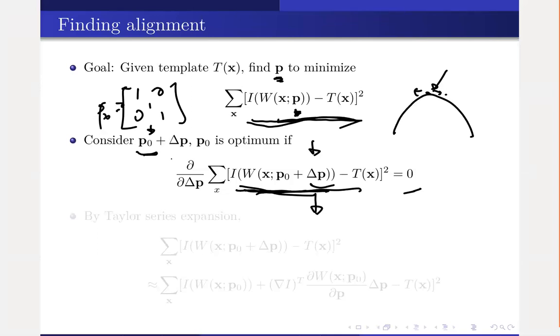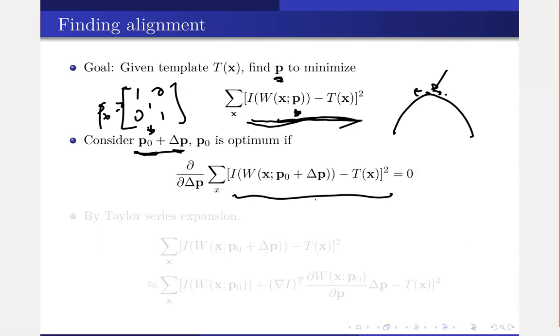Then I try to iterate. I try to express my P as this P0 plus this delta P here. And then I want this guy to be equal to 0, right? And then, as I said, we do the Taylor series expansion here and solve for delta P.